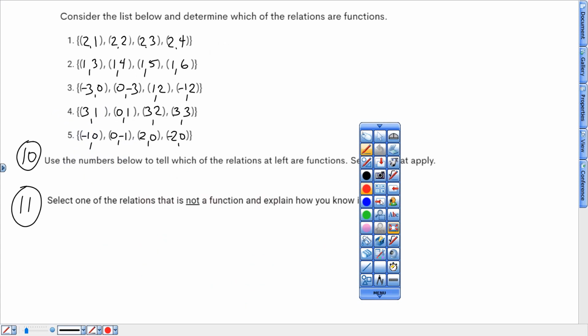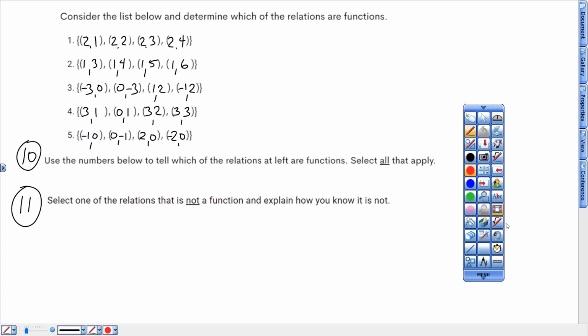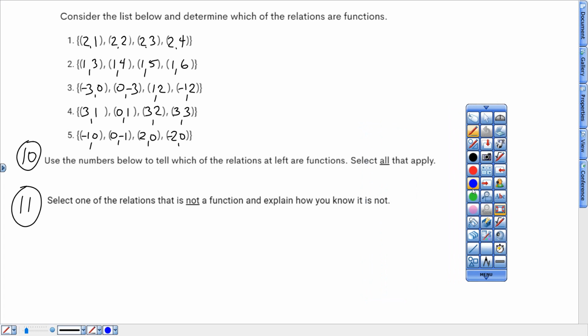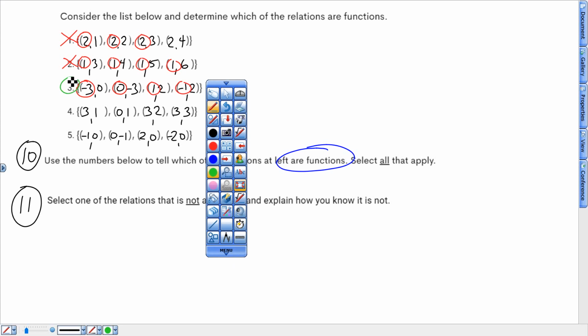This one, again, function test. This one says select all that are functions. Select ones that are functions. So looking at this, the function rule, if these x numbers repeat, it's not a function. These x numbers, look, they're showing up more than once. Not a function. Can't have an x number spit out 2 different y numbers. This one, number 3, -3, 0, 1, -2. None of those are different. So that one makes this the first function in that list.